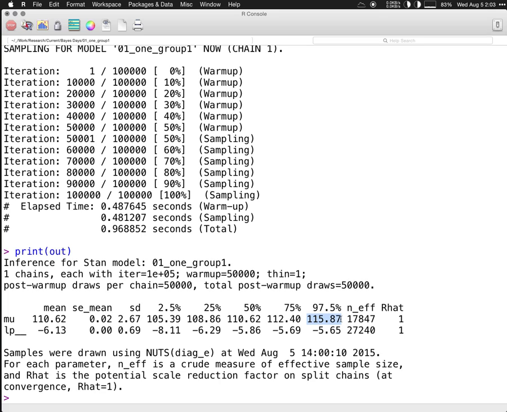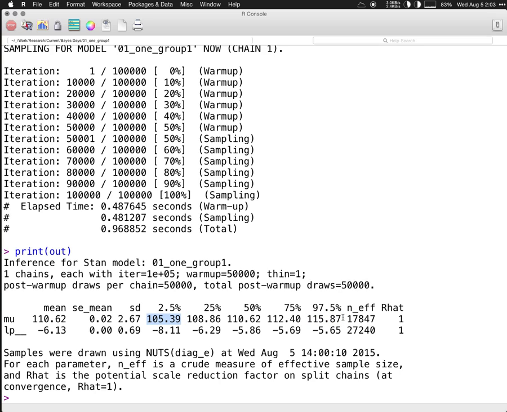Not a confidence interval. Confidence interval specifically refers to the thing you get when you're doing frequentist statistics. The Bayesians decided they needed to establish a different name, which I think is entirely appropriate, since this distribution reflects what we should be believing, it makes sense to call it a credible interval. So the 2.5th percentile is 105, and the 97.5th percentile is 115.